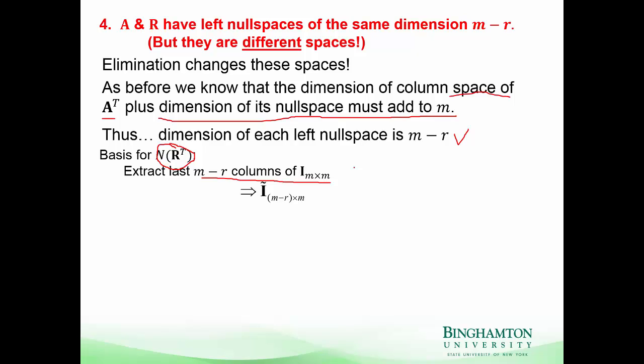So if we just denote that idea this way, the tilde here with the m minus r down here tells us that we've taken the last m minus r columns of this. I think actually I just wrote this backwards. Rows and columns. Yeah, I think that should be switched, so I apologize for that.